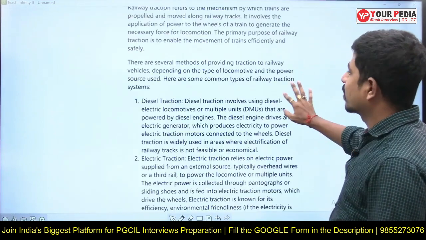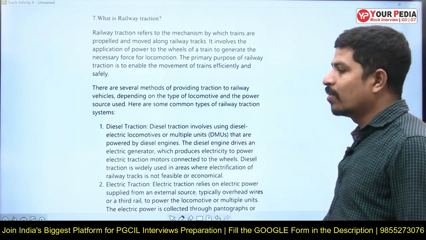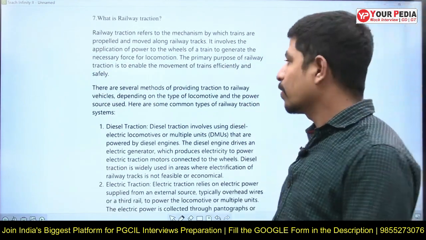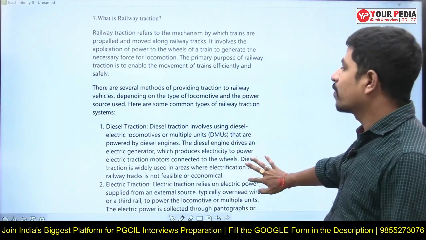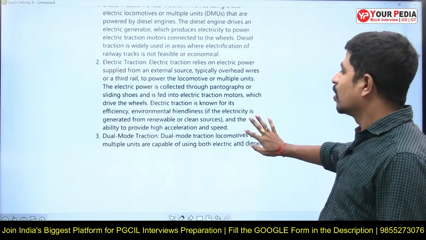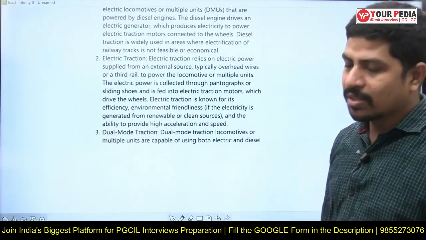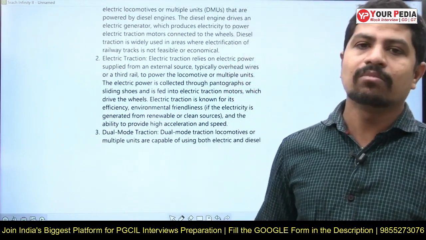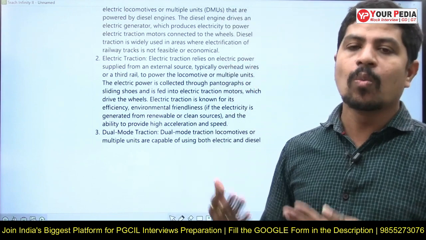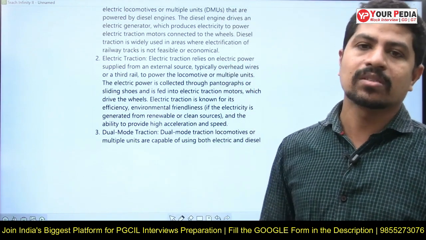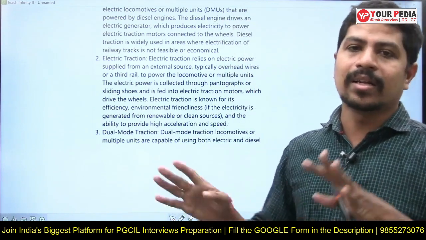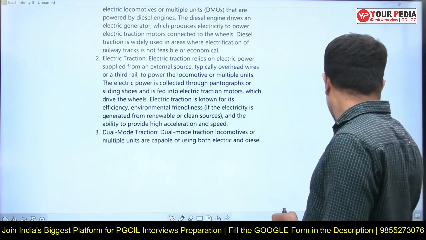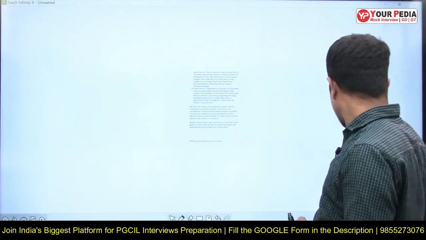On traction, railway traction. We all know what railway traction is. We have these types of tractions: diesel traction, electric traction, dual mode traction. It is a very simple question. Traction means how railway locomotives run, depending on these things, mainly diesel traction and electric traction. That is a very simple question to understand.